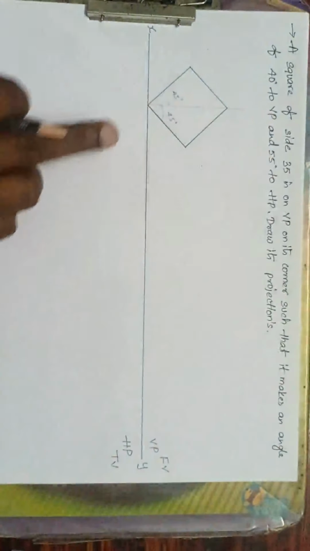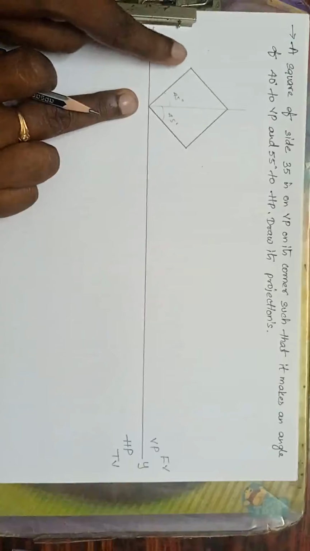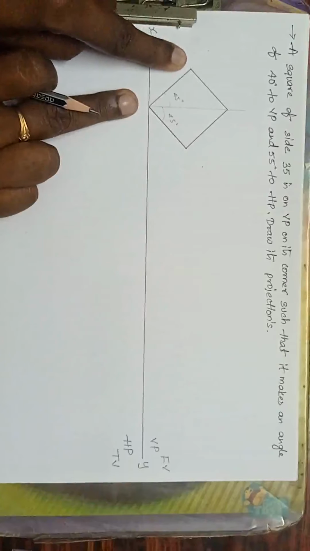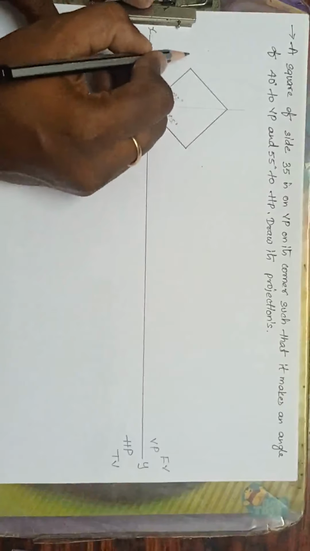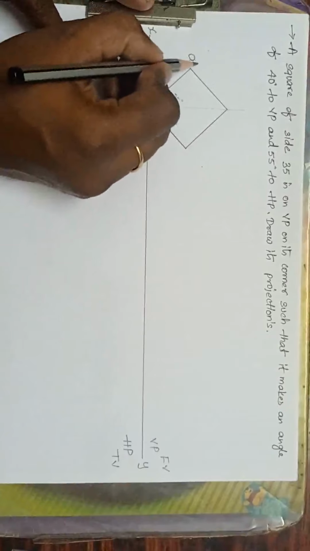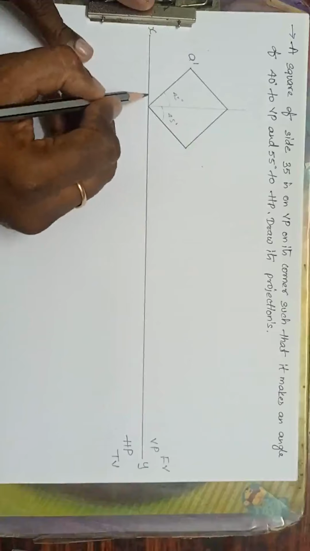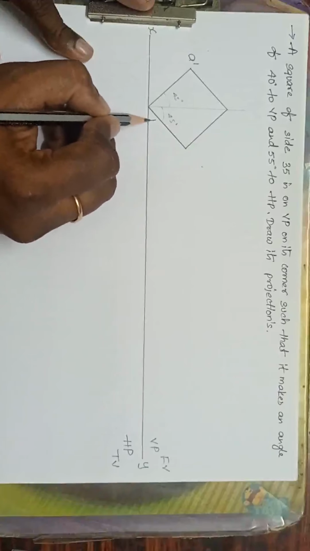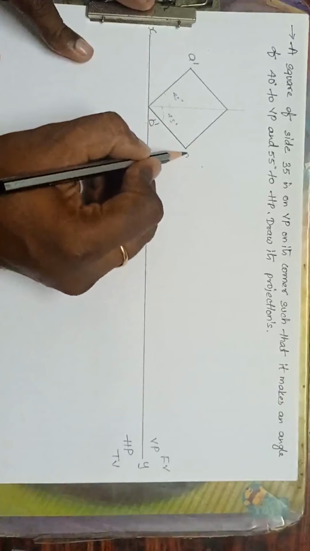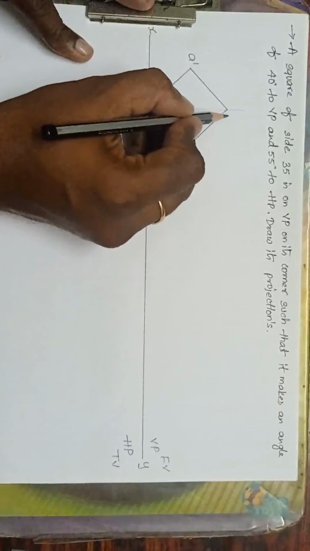Okay, see here, now we have got the corner. See here, the left side, which is the corner, exactly. Now name this square. This is A dash because it is on the VP. This is B dash, this is C dash and D dash.